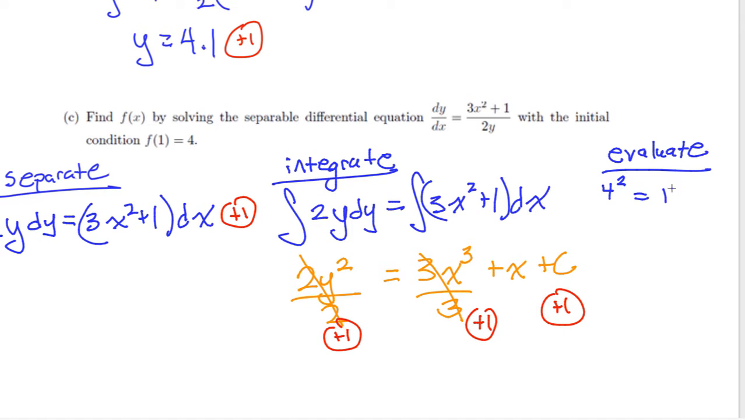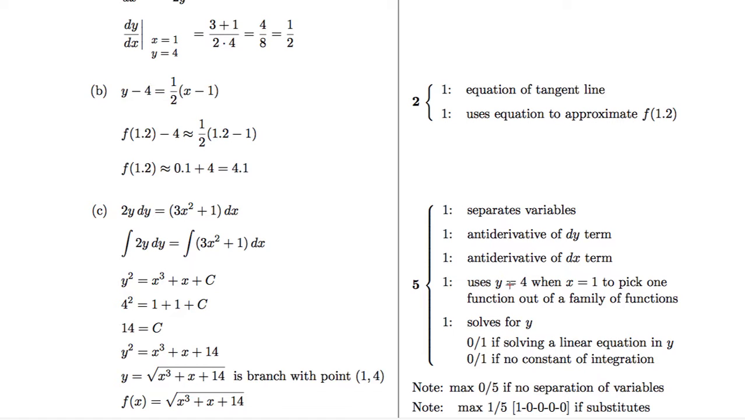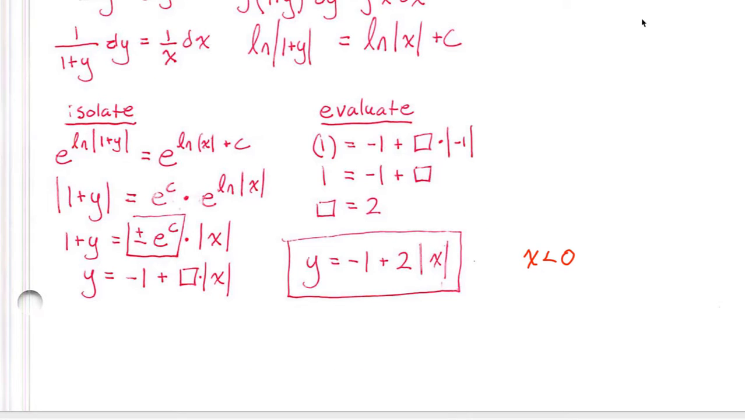So it's going to be 1 cubed plus 1 plus c, which means 16 is equal to 2 plus c, which means c is equal to 14. In my class, you need to get c equals 14 to get +1. On the AP test, you just need to plug in that first line to get that 1 point. And that is your, yeah, just plug in y equals 4 and x equals 1. And then solving for y to get that isolate step.